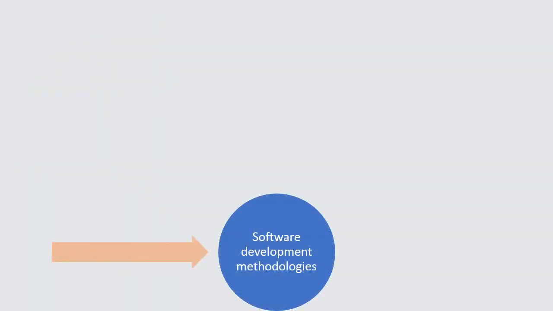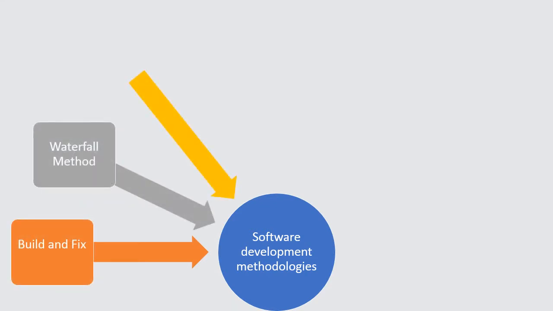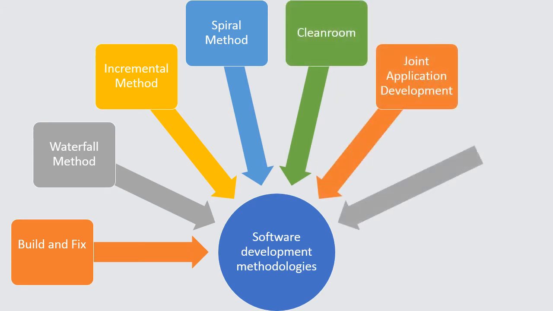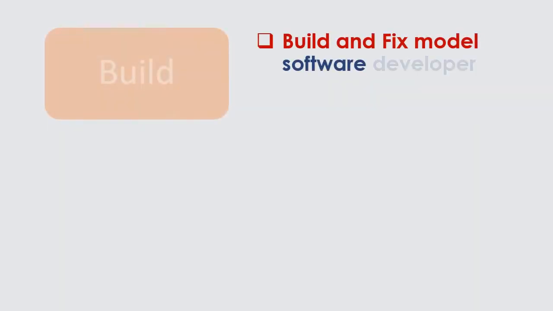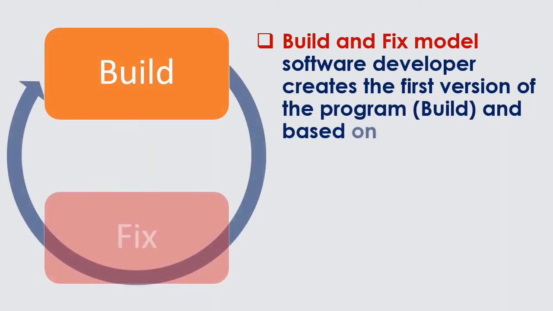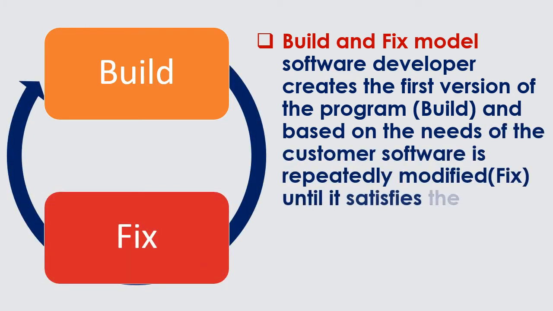Common software development methodologies are: build and fix, waterfall method, incremental method, spiral method, clean room, joint application development, rapid application development and agile. Build and fix model: software developer creates the first version of the program, build, and based on the needs of the customer, software is repeatedly modified, fix, until it satisfies the customer.